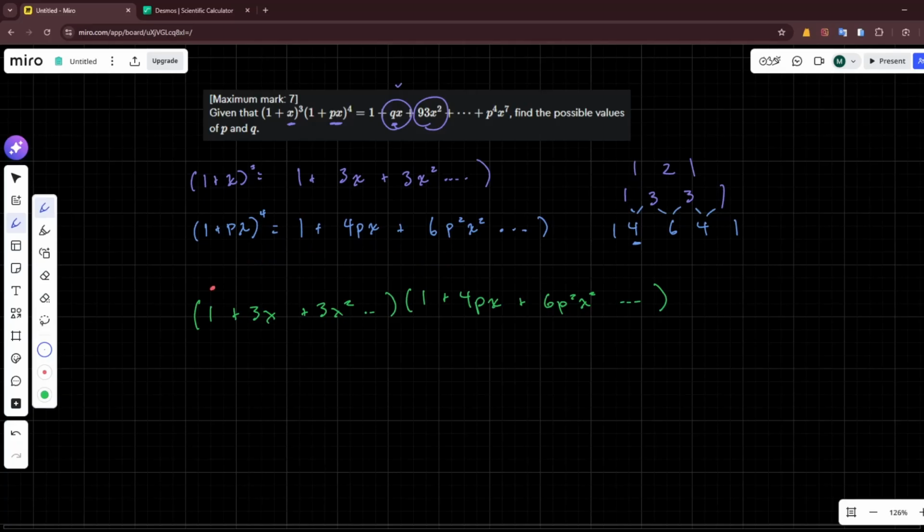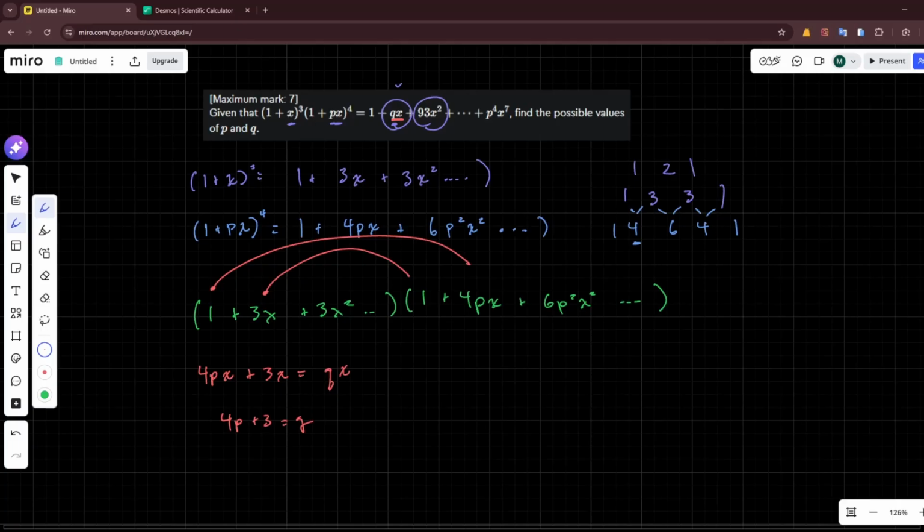So if we start with 1, what can I multiply 1 by from the other expansion to get an x? Well, that's going to be 4px. And that's that. 3x, I can multiply by 1. And if I go any further than this, I'm going to have a square. So I actually just need those two components. I just need 4px and 3x. And those added together should give me what they're providing to me in the expansion, which is qx. And if I cancel out the q's, I get 4p plus 3 equals q.